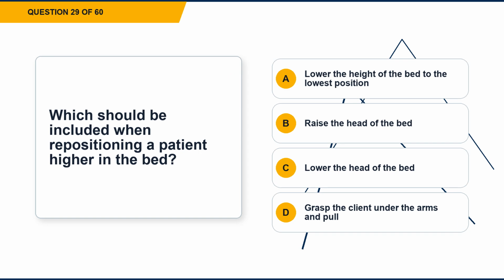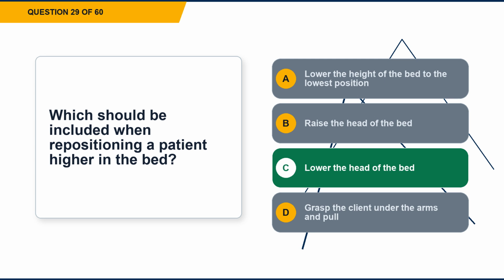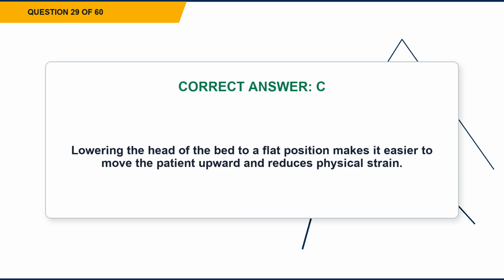Question 29. Which should be included when repositioning a patient higher in the bed? Option A, lower the height of the bed to the lowest position. Option B, raise the head of the bed. Option C, lower the head of the bed. Option D, grasp the client under the arms and pull. The correct answer is option C, lower the head of the bed. Explanation: lowering the head of the bed to a flat position makes it easier to move the patient upward and reduces physical strain.